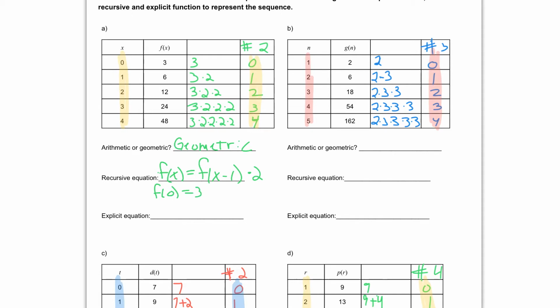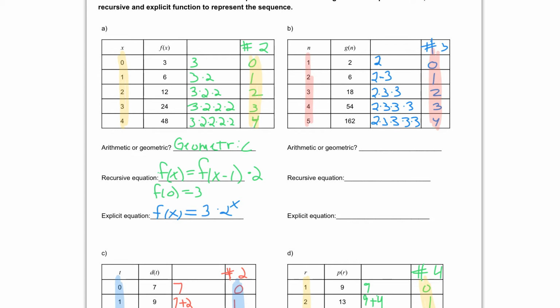And then my explicit equation, for my explicit equation, I have f of x equal to, I'm starting with 3, I'm multiplying by 2, and this is where it's really important to take a look at my x compared to my number of 2's. They are exactly the same number. So my exponent here, the number of 2's that I am multiplying by, are the same as x.